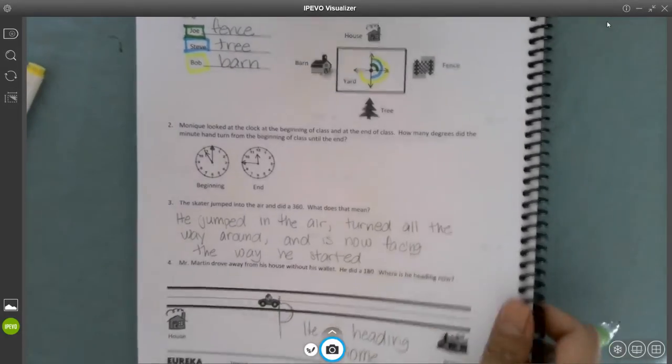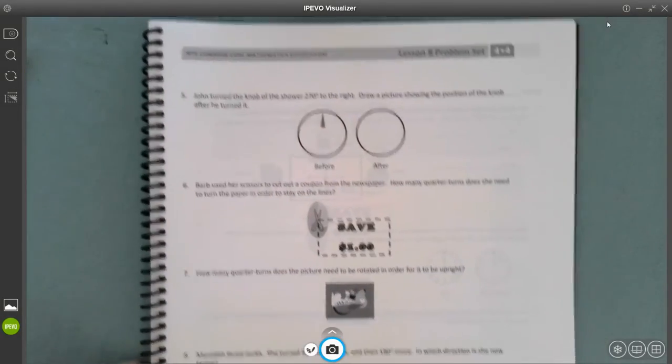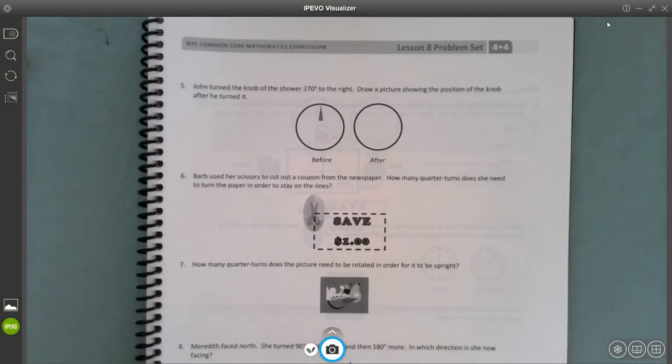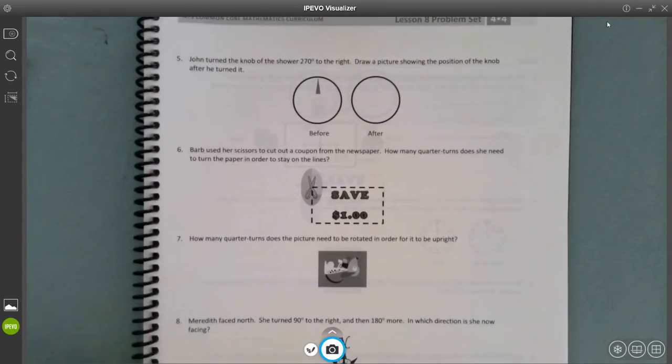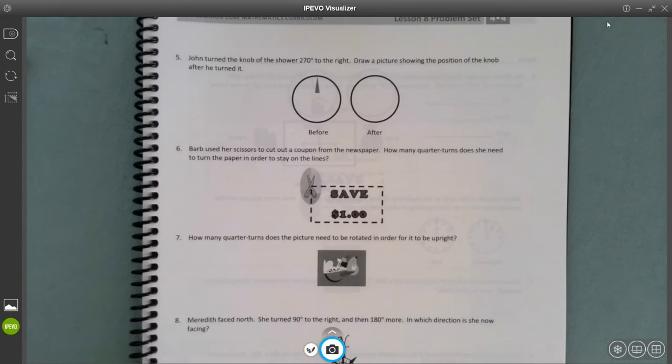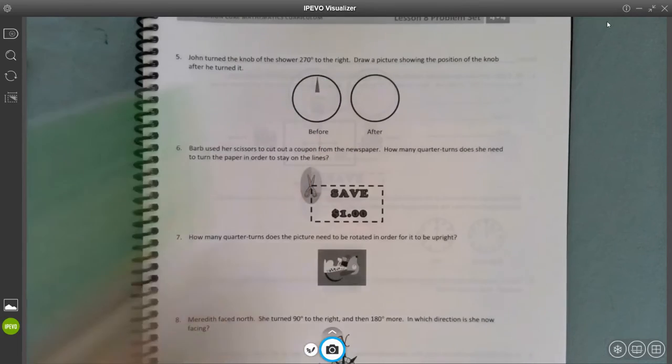All right, let's move to the other side. Number 5, I'm going to let you do number 5 on your own. John turned the knob of the shower 270 degrees to the right. So just show me, it's kind of like our clock example earlier in the video. So you're just going to draw the picture, that little triangle, to show where it's pointing.